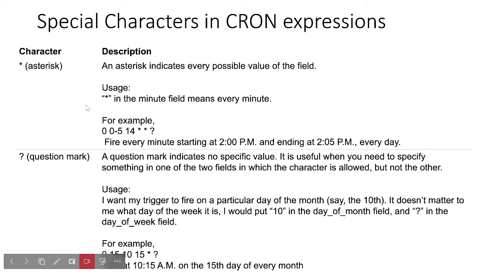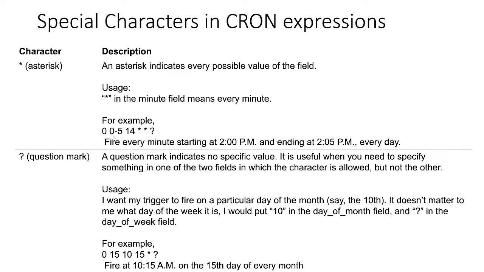The first thing is the asterisk. An asterisk indicates every possible value of the field. You can underline the word every. So it indicates every possible value of the field. The usage is, a star in the minute field means every minute. You can see I have an example here.